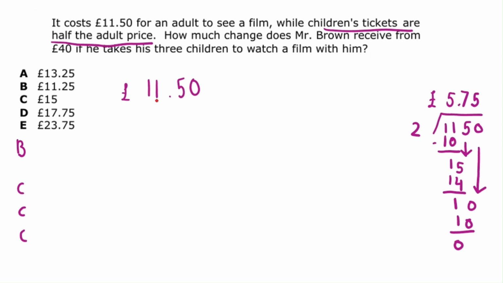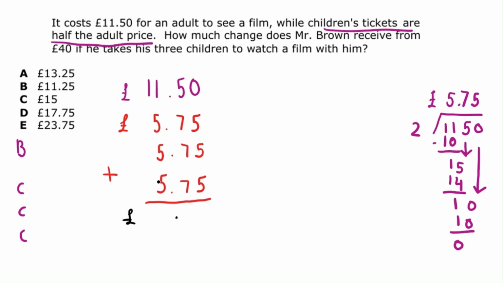So now we can write it down in our addition. £5.75, and then we're going to do it again for a second child, and again for his third child. Now we're going to add it all up. So we're going to put the decimal point in and the pound symbol before, and now let's do it.